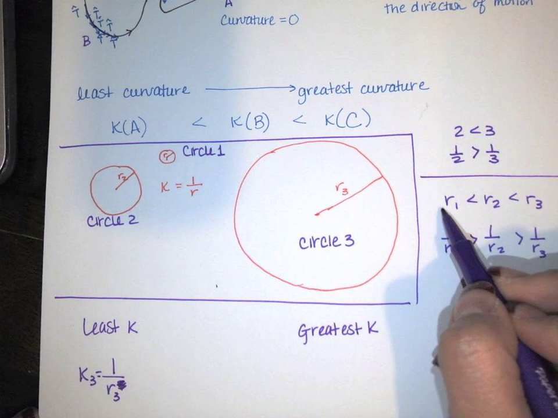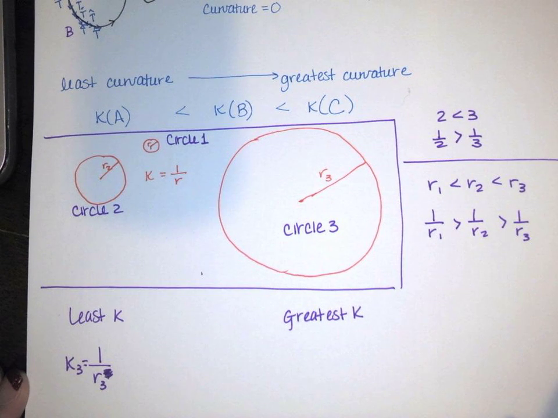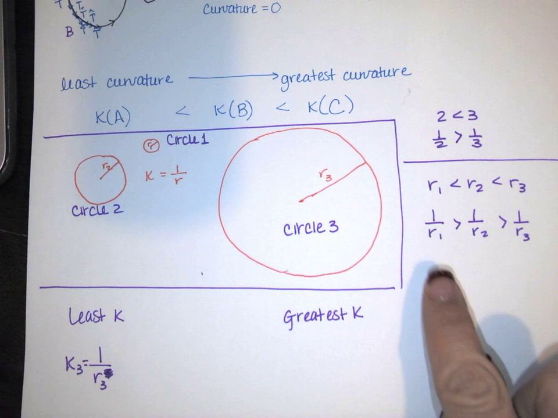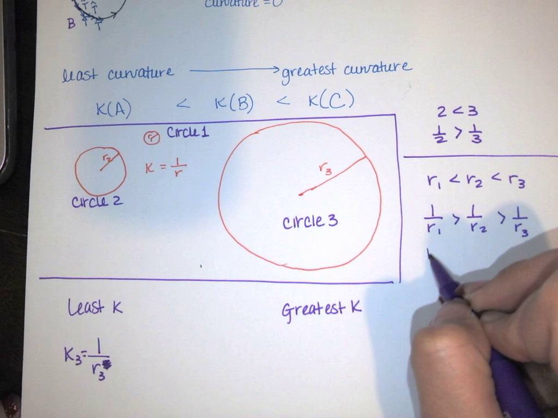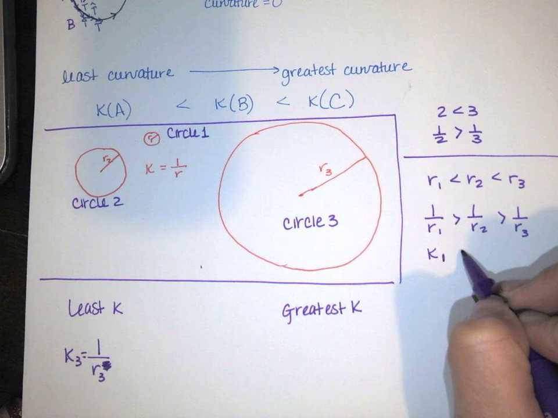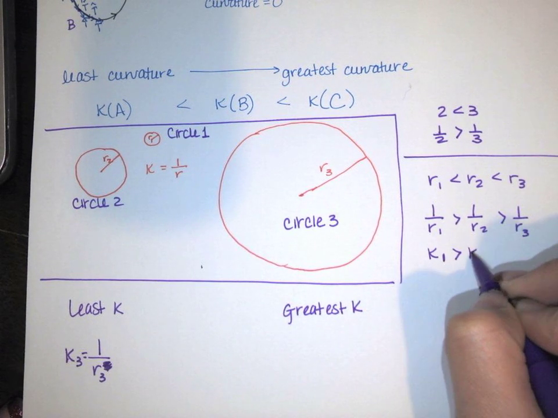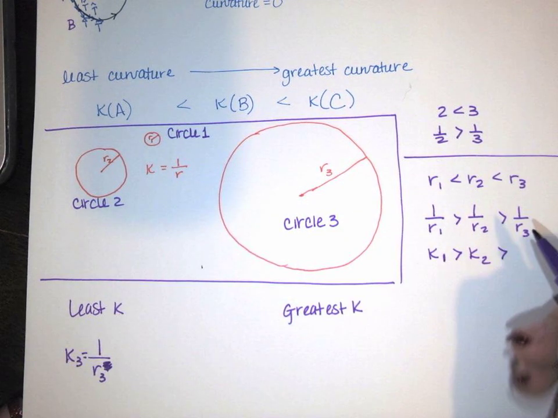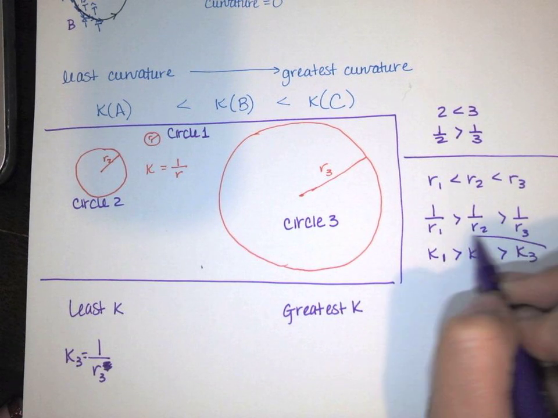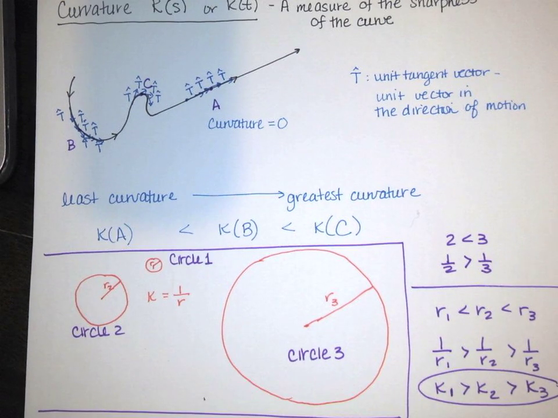So this is how our radii are ranked from smallest to largest. If we take reciprocals, we get this. And this is the curvature of the first circle, or the smallest circle, and that's greater than the curvature of that medium-sized circle, which is greater than the curvature of the largest circle. Okay, so intuitively that's what's going on.